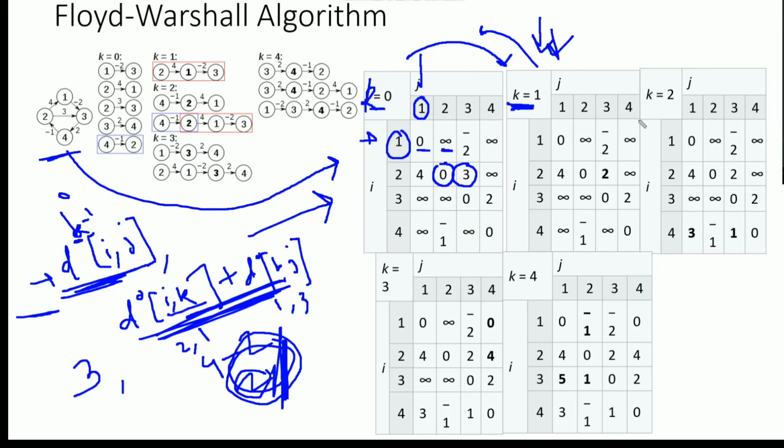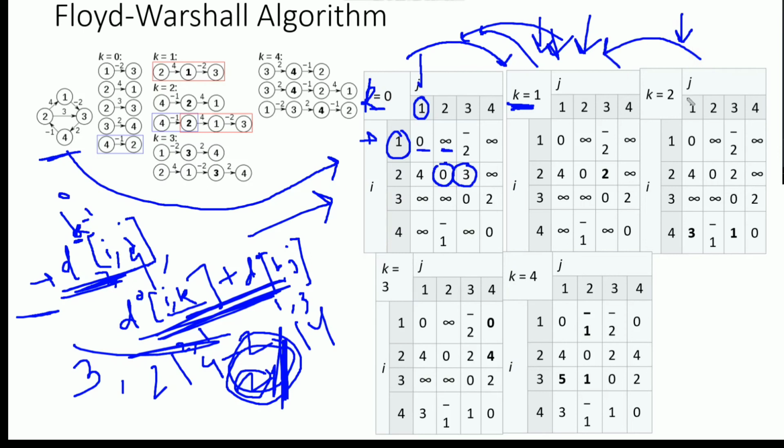Similarly, we need to calculate for 2 comma 4 using this formula, like the value for 2 comma 4 directly in the previously calculated matrix, or from 2 to 1 and 1 to 4. So by assuming 1 as an intermediate vertex, I have calculated this matrix. Now next is when 2 will be the intermediate vertex. So if 2 is the intermediate vertex, we need to use previously calculated values, like the values which we have calculated when we assume 1 as an intermediate vertex in order to calculate this matrix.